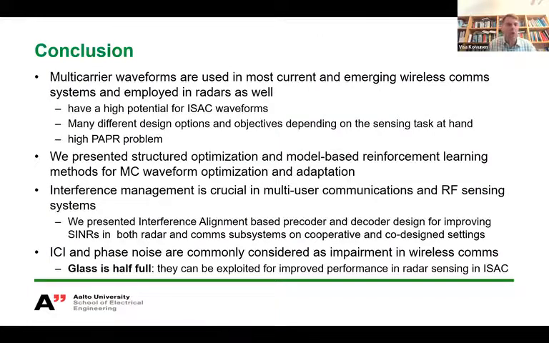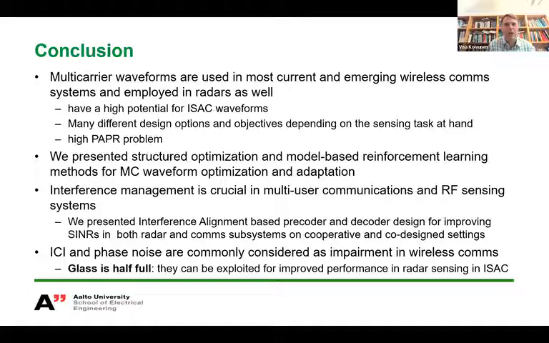Then it's time to wrap up. I'd like to conclude that multi-carrier waveforms are used in most current and emerging wireless communication systems, and they are and will be employed in radars as well. They have very high potential for ISAC waveforms, not only because of the signal processing and performance point of view, but also because a lot of the wireless hardware is designed for multi-carrier and multi-antenna systems, and this could exploit these hardware designs and the RF convergence that is going on in the hardware and circuit design community.